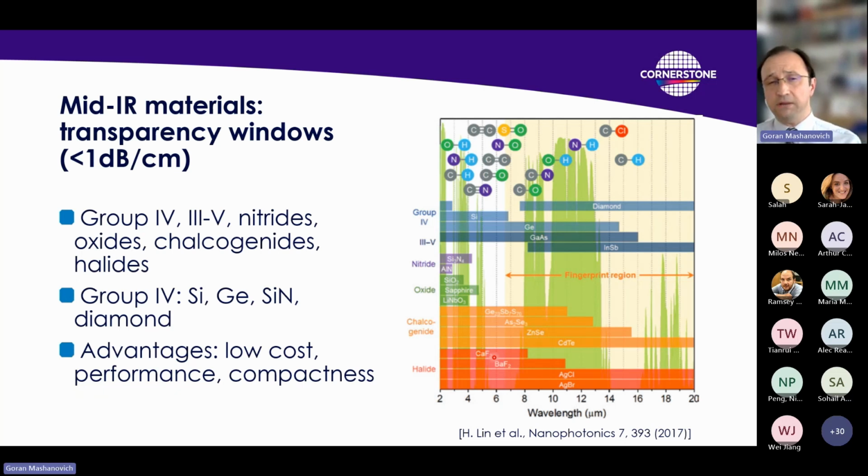The main advantage, obviously, of group 4 materials, and I'll cover mostly silicon and germanium today, is low cost, good performance in the mid-infrared, possibility to make some complex sensors with low power consumption.